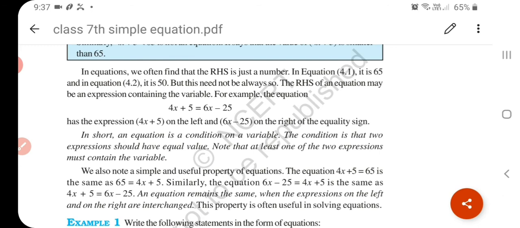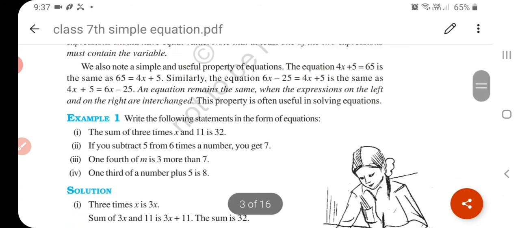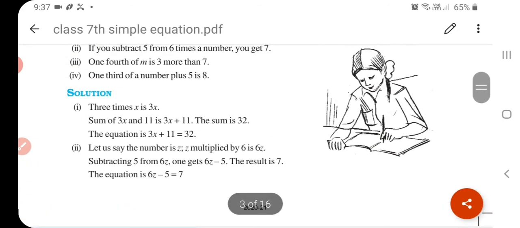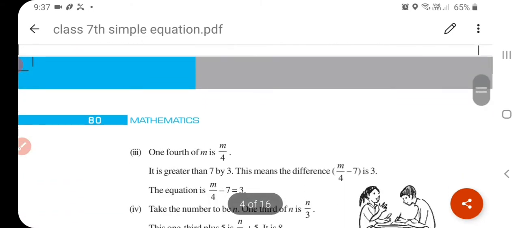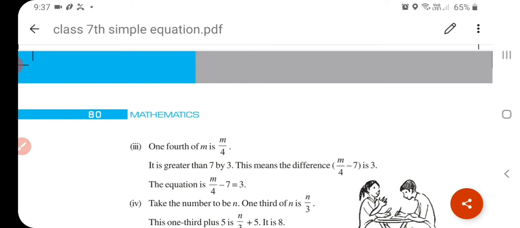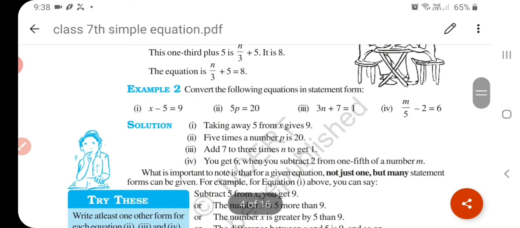Now if the question is of this type, we take 1/4 of m. If there is "times", then it will be multiplied, and if it's 1/4 or 1/5, you divide. So 1/4 of m means m by 4, that is m divided by 4, is greater than 7 by 3. So your equation is m by 4 minus 7 is equal to 3. Understand? This type you have to do for all the questions.